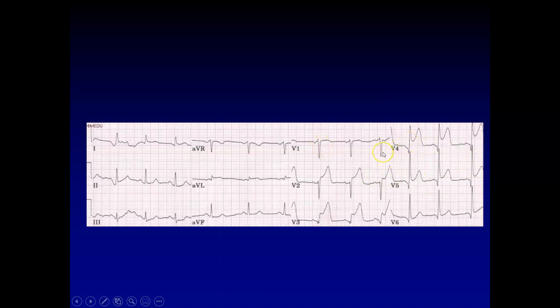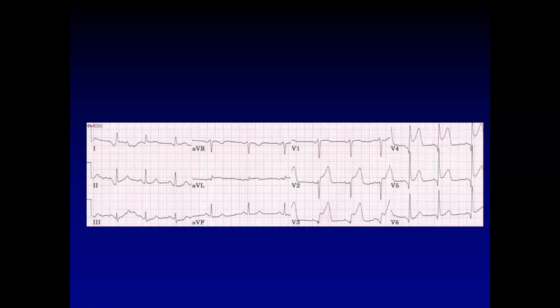When you're sitting in the ICU and your monitor is showing you the rhythm, you're not looking at a 12 lead. And that's what this is. This is a 12 lead. We're normally looking at lead 2. The reason lead 2 is the most chosen lead is because it typically gives us the cleanest readout on the patient's rhythm.